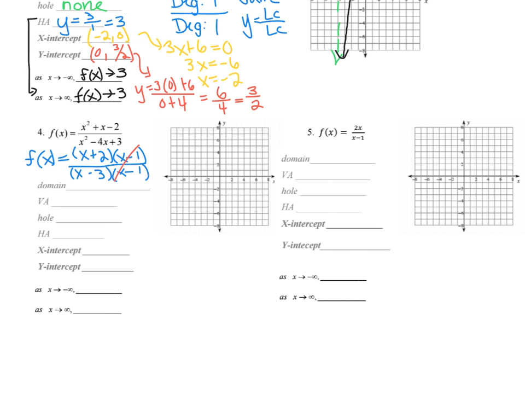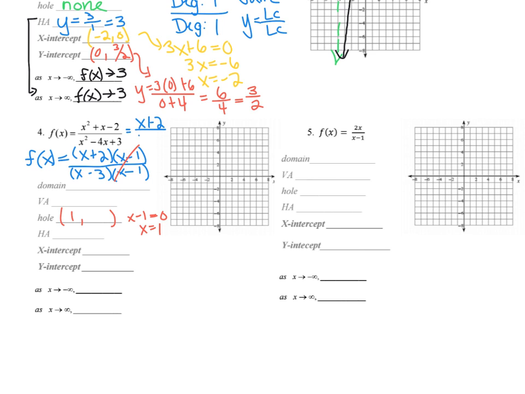Alarm bells should be going off in your head that holes always come from canceled factors from the denominator. So x minus 1 equal to 0 will make a hole at x equals 1. But that's not how we write a hole. We always write a hole as an ordered pair. There's an x and a y, so we need to find that y value. In order to do so, we need to plug in to our simplified equation.